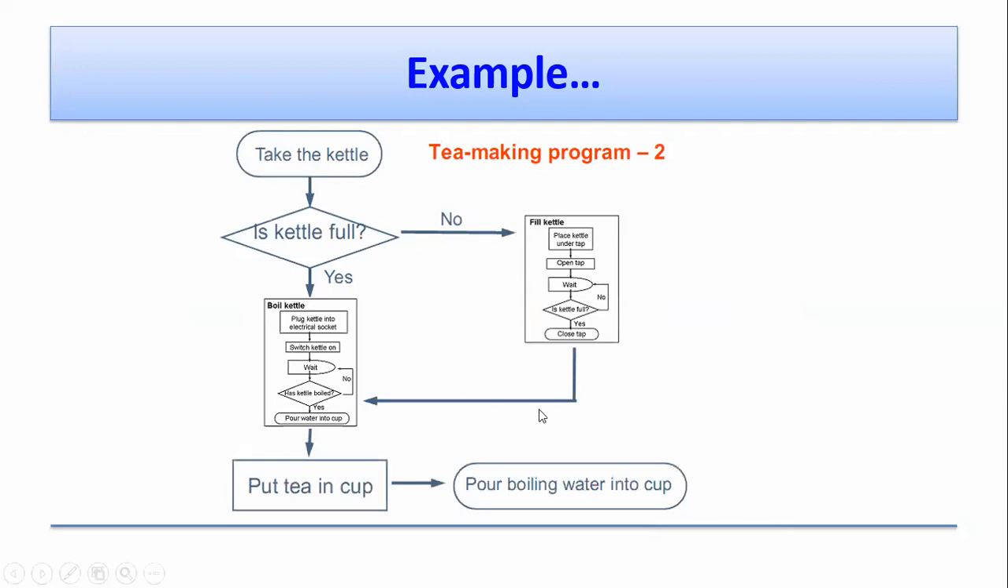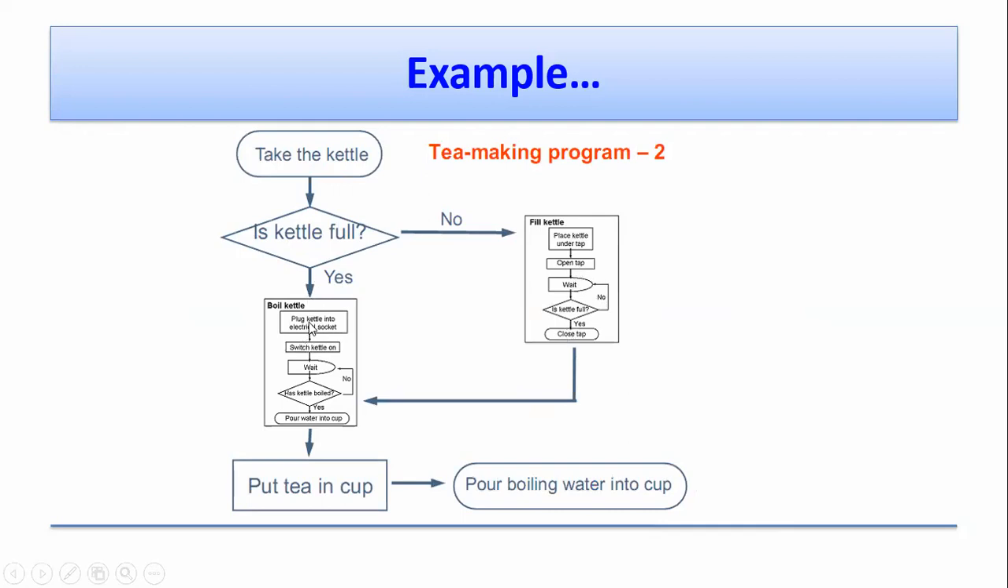You understand? Now, this is the tea making algorithm. Take the kettle. If it is full, then we can boil it. If it is yes, then we can boil it. If it is no, we have to fill the kettle. So inside the fill the kettle, there is a sub process.